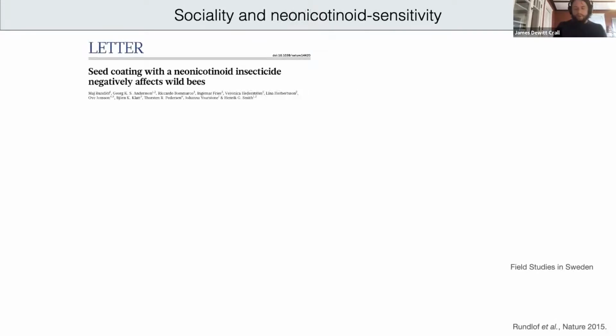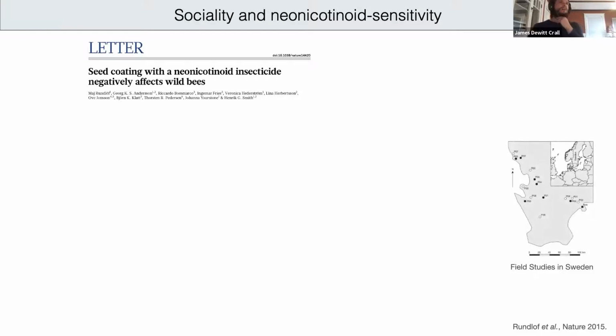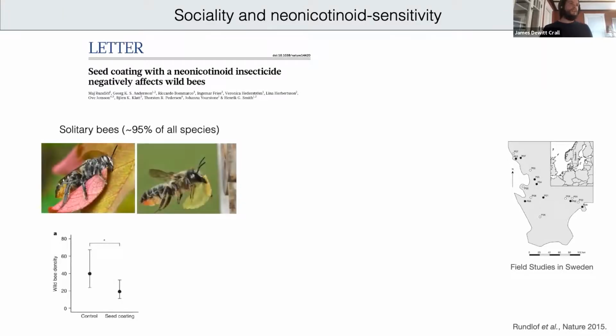So why might this be important? This is some data from a field study looking at realistic field conditions where some fields are treated with seed-coated neonicotinoid and some aren't. What are the impacts in these fully realistic field conditions on bees of different types? If we look at solitary bee density or nesting, you see strong reductions in the abundance of wild bees in these fields that are treated with neonicotinoids.